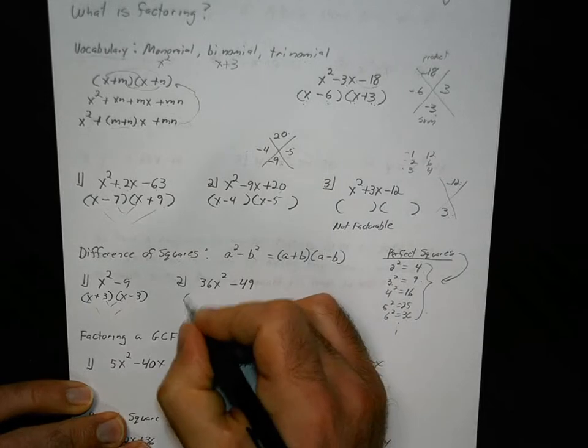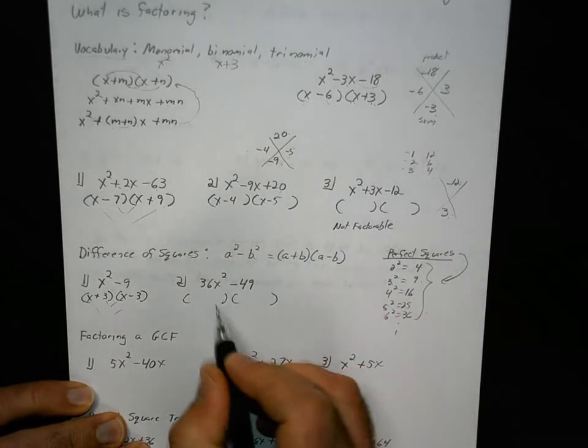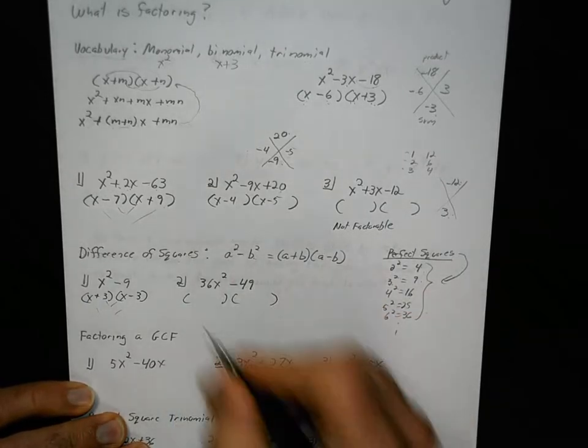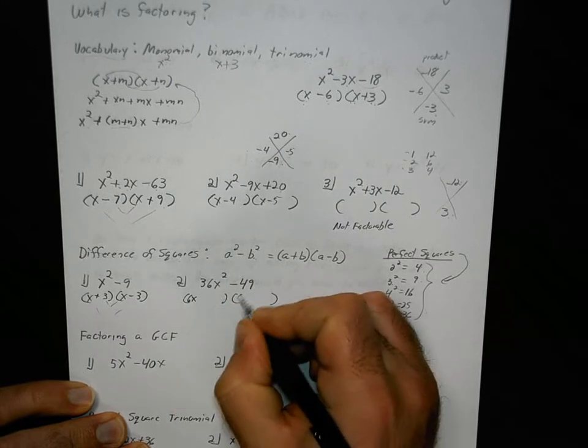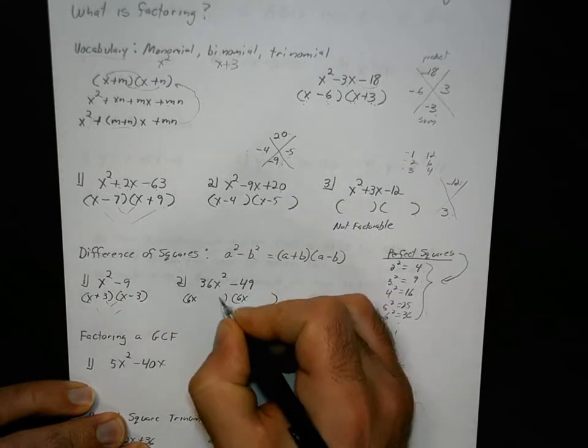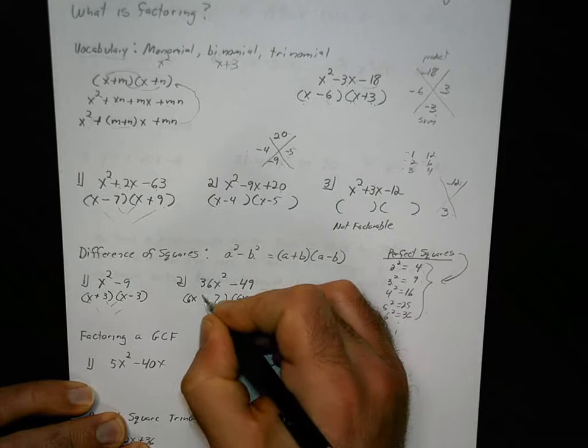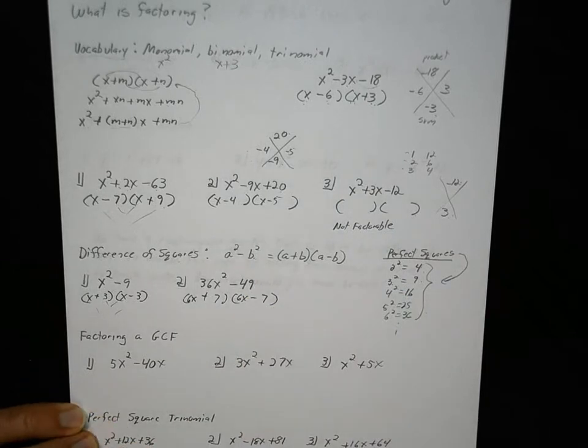Okay, let's look at this one. What do I square to get 36x squared? Well, it'd be 6x. What do I square to get 49? 7. One's a plus, one's a minus.